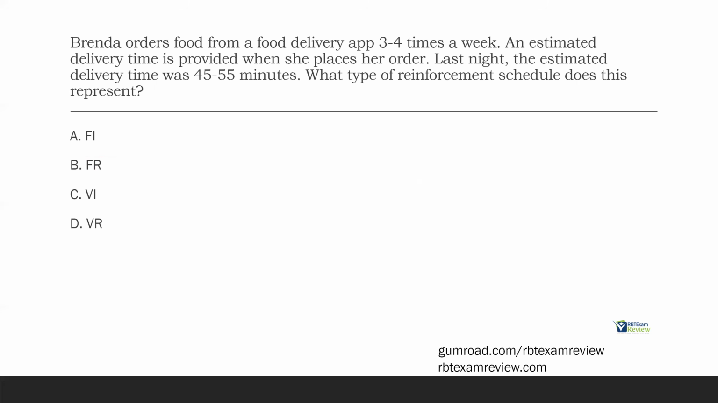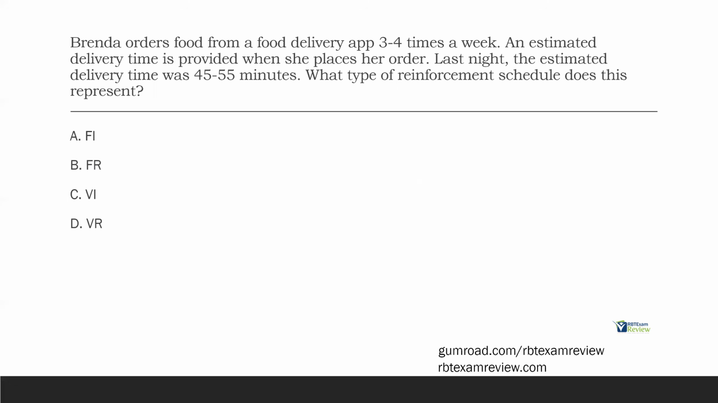Brenda orders food from a food delivery app 3 to 4 times a week. An estimated delivery time is provided when she places her order. Last night, the estimated delivery time was 45 to 55 minutes. What type of reinforcement schedule does this represent? We probably all do this, right? Uber Eats or Postmates or DoorDash, whatever you use. For a food delivery app, you place your order and you get an estimated time. Usually it's pretty long, 45, 55, an hour. And you have to wait that long to get your food, your reinforcement.